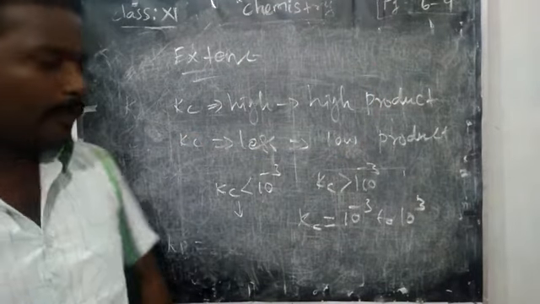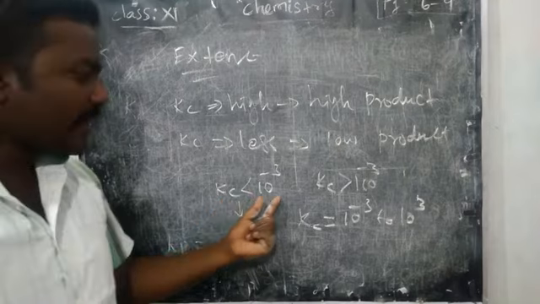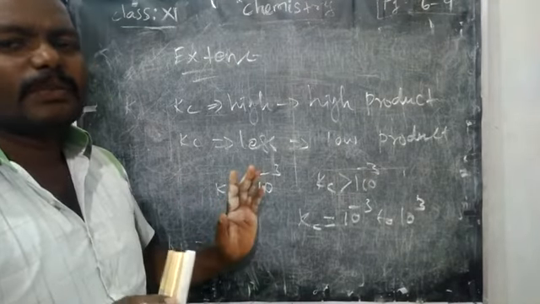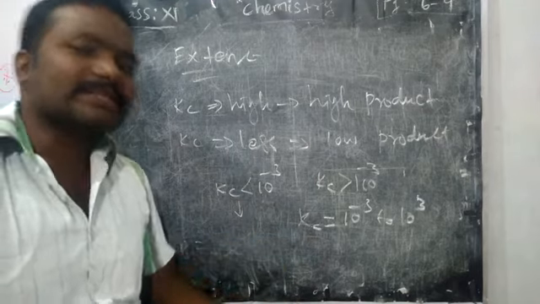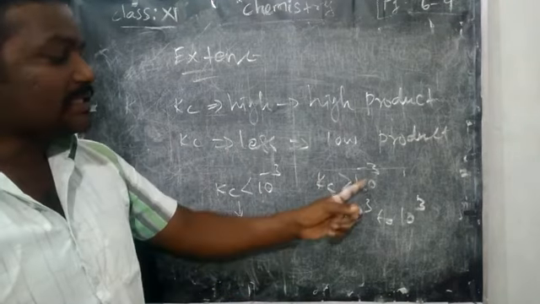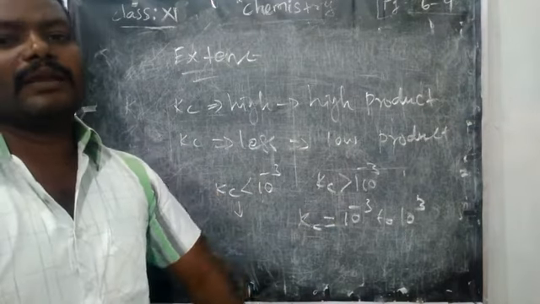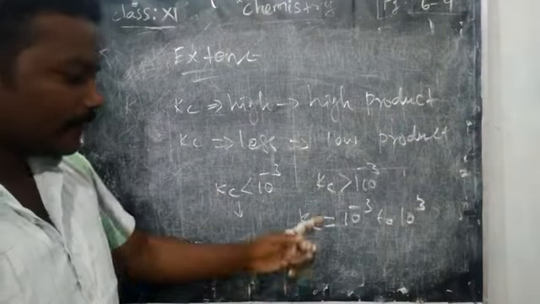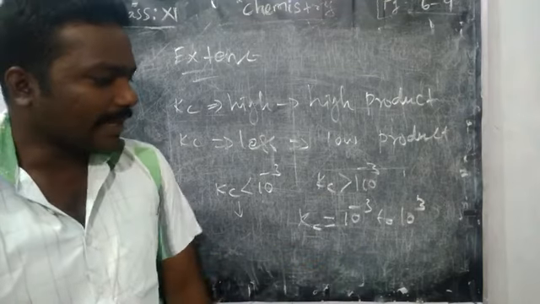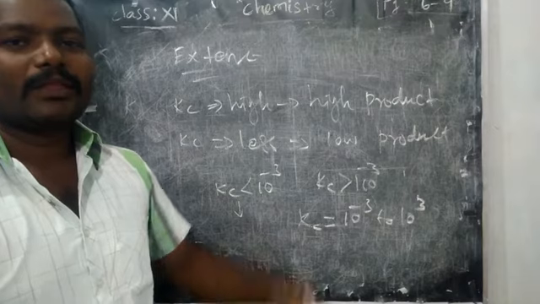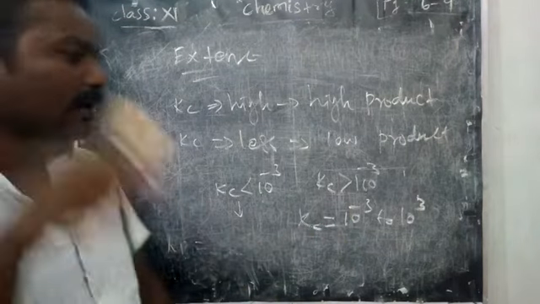Are you able to follow me? Yes. Kc value less than 10 power minus 3 means the reaction will not take place or will give very little product. But Kc value greater than 10 power 3 means maximum yield, maximum product we will get. Then Kc value between 10 power minus 3 and 10 power 3 means we can say they are existing in the equilibrium condition.